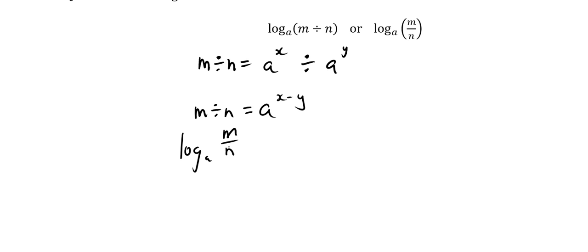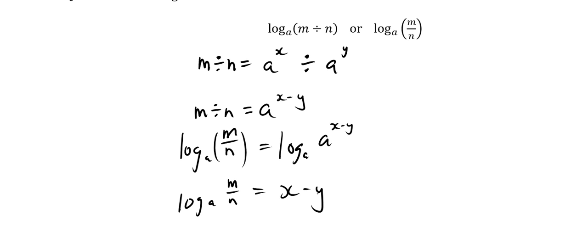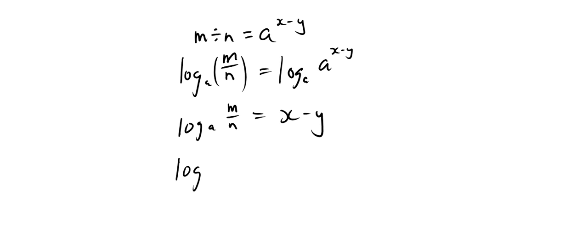And I'm just going to write it this way, m over n, but it doesn't matter if you wrote it the other way. Log base a of a to the x minus y. So that means log base a of m over n equals x minus y. But what are x and y? Nice. Log base a of m minus log base a of n.